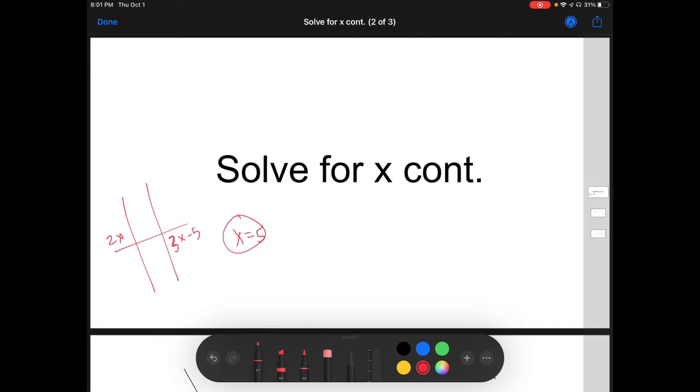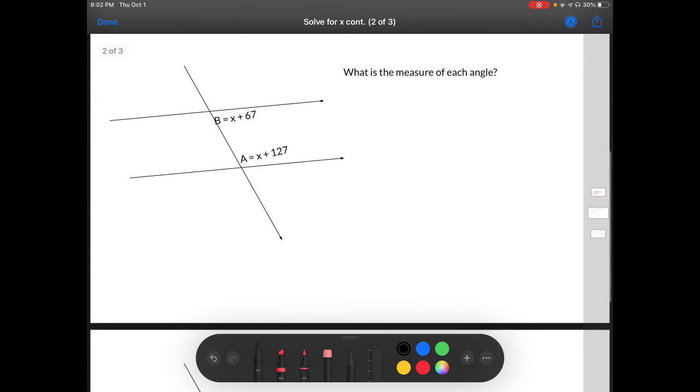So basically, all you do is, once you know what x is, you plug the number in for x. Like this first angle is 2x. Since x is 5, that angle has to be 10 degrees, right? So that's what we're going to be doing today. Using the x that we got, how do we find out how big the angle is? So we're going to do a couple examples.